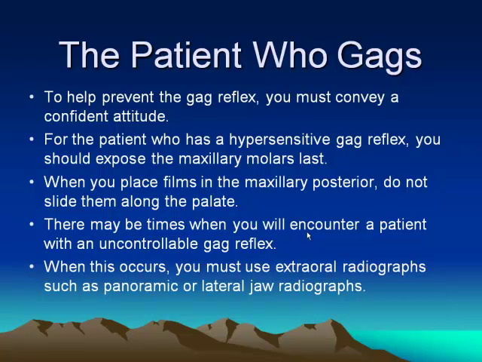There may be times when you encounter a patient with an uncontrollable gag reflex. When this occurs, you must use extraoral radiographs such as panoramic or lateral jaw radiographs. You can also use occlusals or smaller films. Some other things that you can do is use distraction techniques, such as breathing instructions or asking a patient to raise arms or legs to think about something else instead of their gag reflex. You can also numb the soft palate with a topical to decrease a gag reflex.